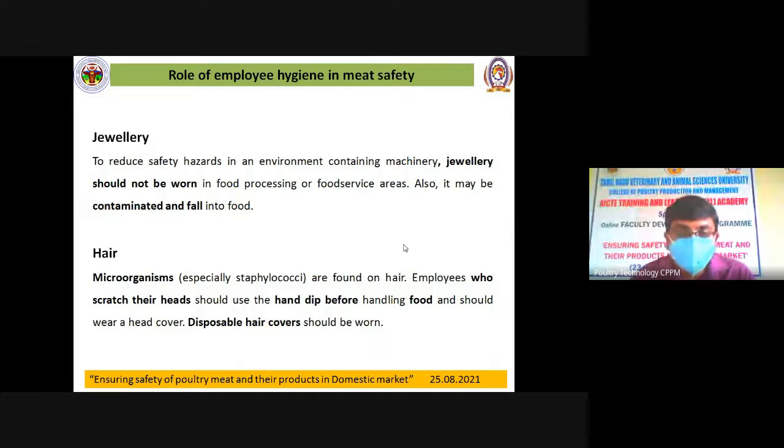And hair. Microorganisms can be found on the hair of the employees also. Employees often scratch the head, so they should use a hand dip before handling the food. They should wear head caps or head covers, and these head covers should be disposable. Disposable head covers or head caps are available and should be used effectively to prevent hair from falling or from scratching of the head.